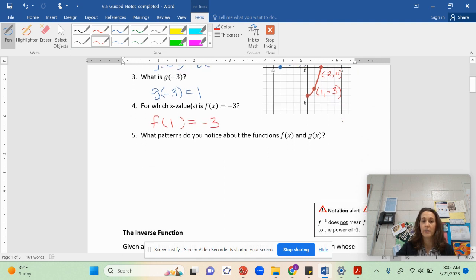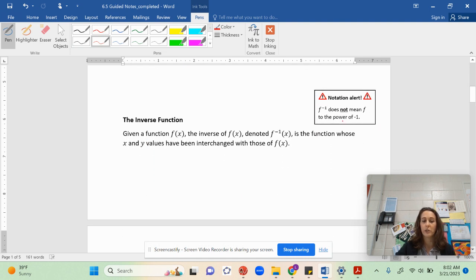So let's go ahead and write down the definition of an inverse function. If we're given a function f of x, we denote the inverse of f of x, we give it a special name if it has an inverse, and that's f inverse of x. Notice it's a little negative 1 exponent. What that means is that it's the function whose x and y values have been interchanged with the original function f of x. And that's, again, the special notation that we use for the inverse function.